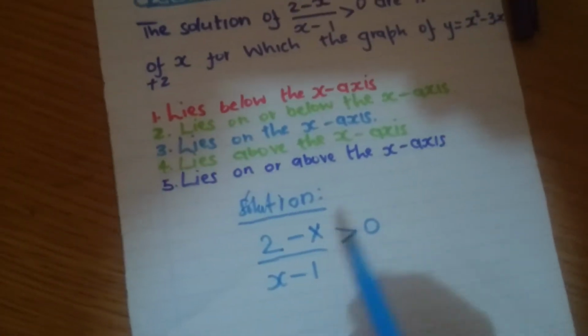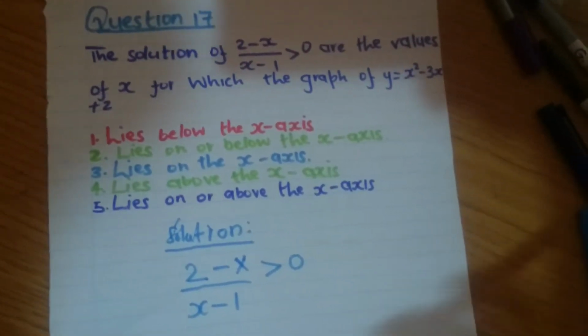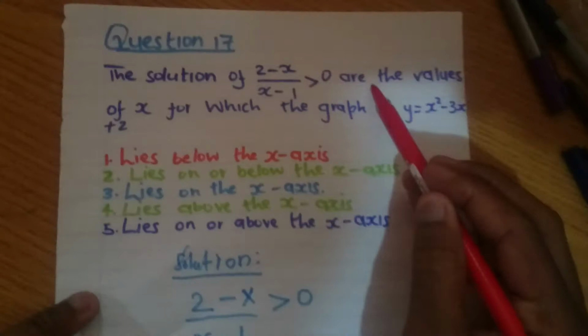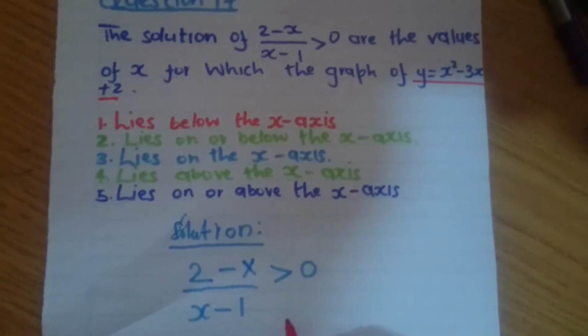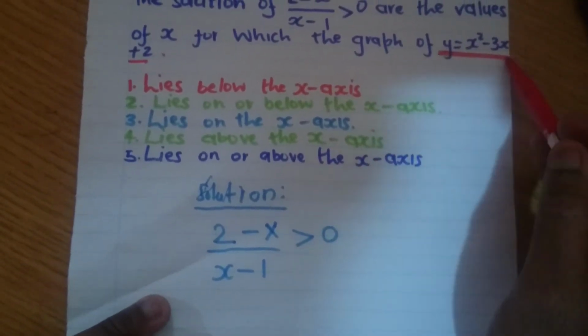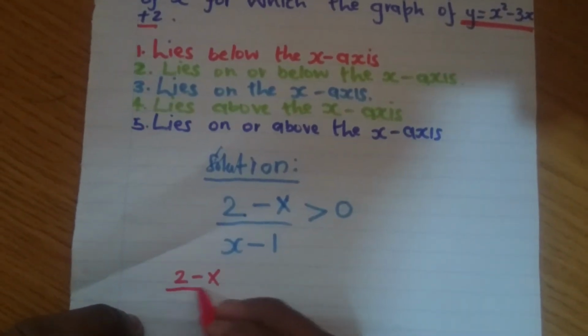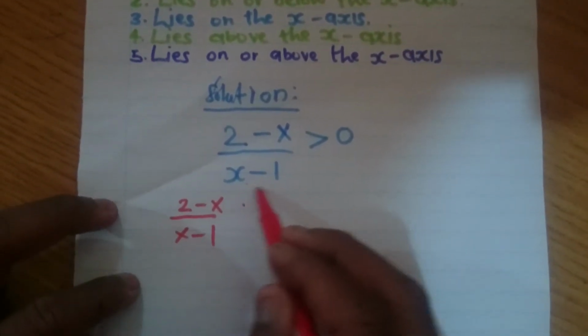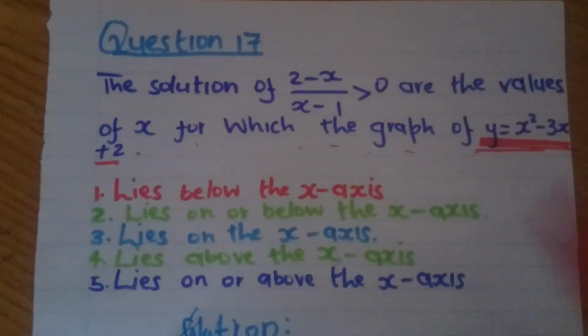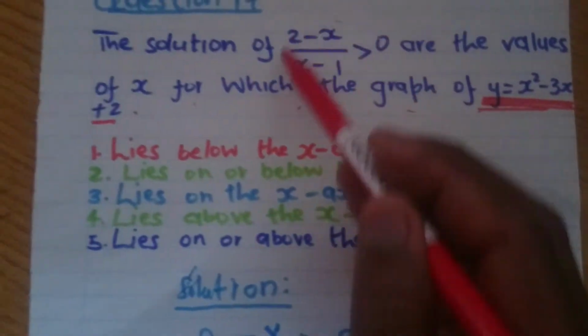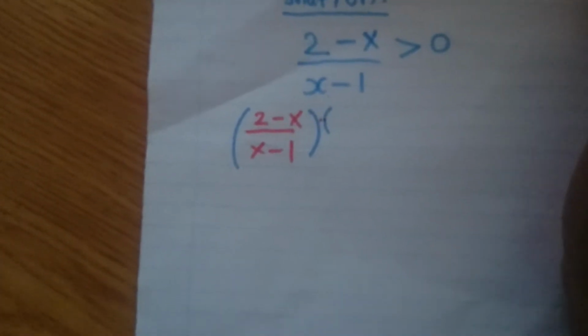They say these are the values of x for which the graph of this one. Now I want to get this graph. This graph is quadratic. So I have (2 - x)/(x - 1), and I want to get rid of this x - 1. But the graph is quadratic, so I'm going to have to change this inequality to quadratic.